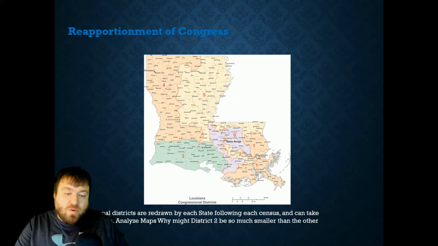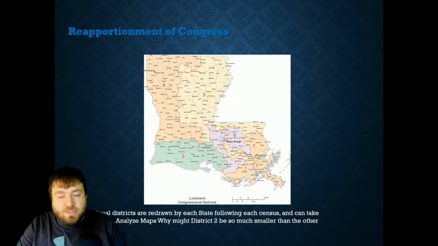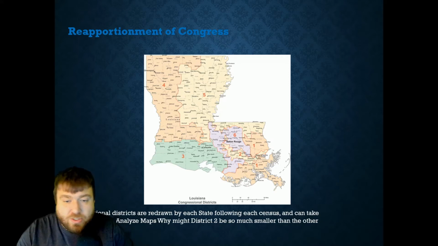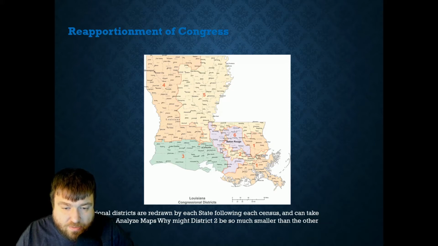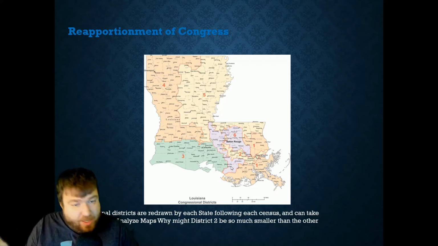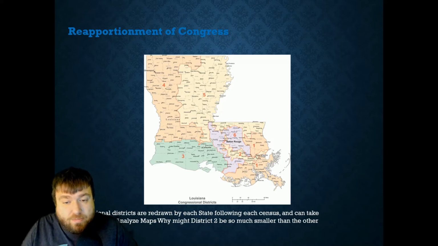Congressional districts are redrawn by each state following each census and can take unusual shapes. So as you'll see here, this 6th district, the one with Baton Rouge in it, look, it's got these weird jagged edges and all of that, and you might be thinking, oh, well, that's just how the counties are. That's not how it is. These are not the county lines. That is just the voting districts, and we're going to get into that.